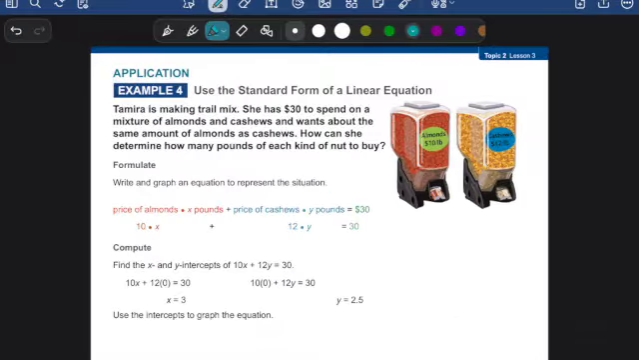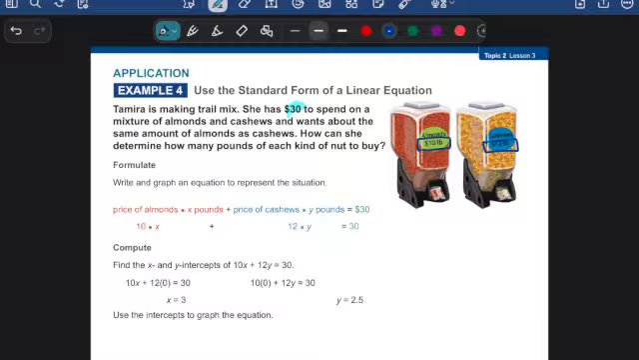Application. Tamira is making trail mix. She has $30 to spend. So we have a limit, we have a constraint, we have a budget. And she can buy a mixture of almonds and cashews, and she wants about the same of almonds as cashews. You can see we have two different rates. Again, we have a rate for almonds and we have a rate for cashews. Okay? So this is why we're going to use standard form. We have two different rates and we have a constraint or a budget.